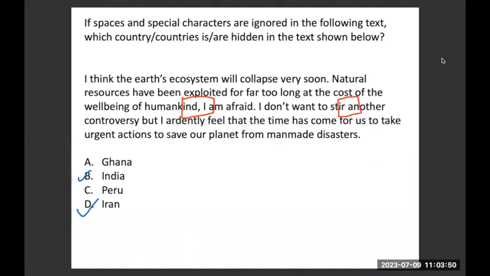There might be more beyond this. Purva, I mentioned it's more than one correct answer is possible. In this case, there might be other countries also, I'm not sure, but we are not interested in other countries. We just have to look at the options. Ghana, Peru, India, or Iran. Just look at this and which I've highlighted at these places. Just two answers so far. India and Iran. Ghana and Peru are not found. So B and D is the correct answer.